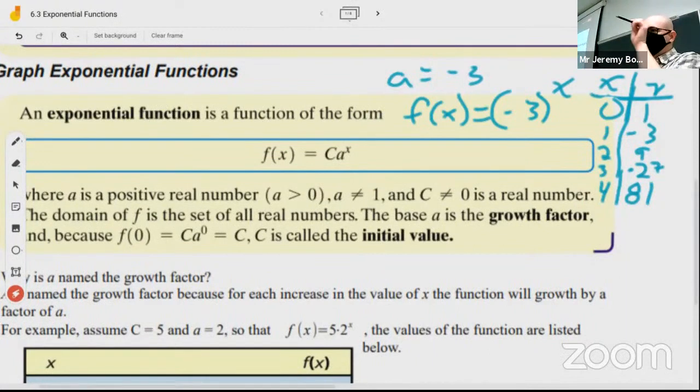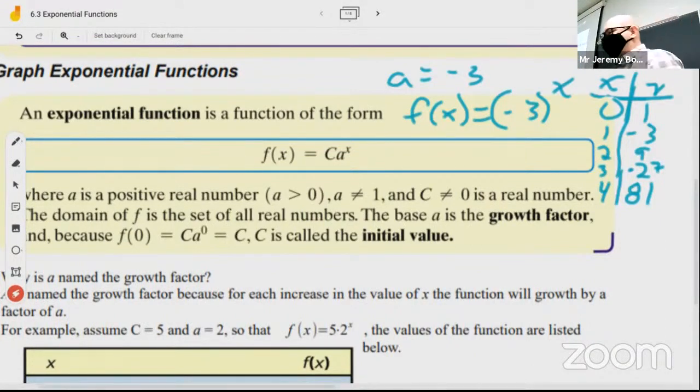It's going to keep doing that. And how can we make a function like that? That's kind of just chaos. And so that's why we have that limitation that the a value needs to be greater than 0. It needs to be a positive real number. So it's not negative, not 0. Okay. Any questions on that?